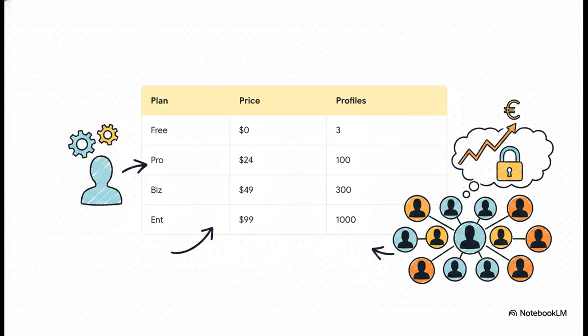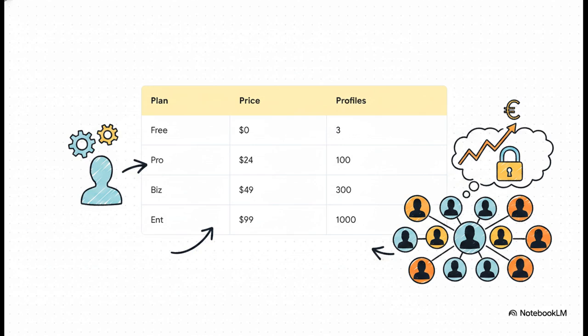Now, what's really interesting here is the pricing model, because you can really see how the business of anti-detect browsing is structured. GoLogin offers a free tier for 3 profiles and a professional tier at $24 a month for 100 profiles. That's incredibly accessible for a solo user.